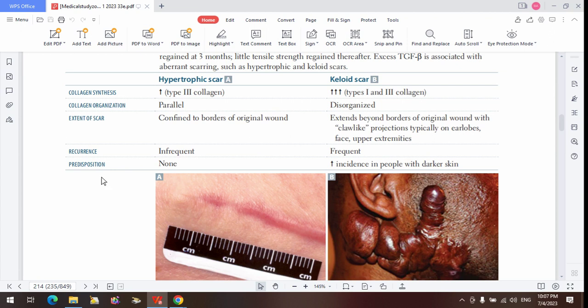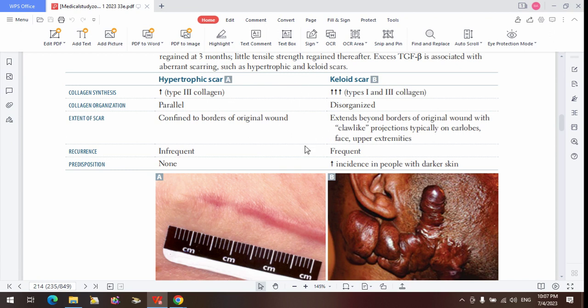So what's the predisposition? None, no predisposition. It just follows a normal injury. In keloidal scar, it is genetic, and it commonly occurs in people that are dark skinned. I don't think I've seen any white person that has keloidal scar before. So most people that have keloidal scar are dark skinned. Everything is actually due to excess activity of transforming growth factor beta.